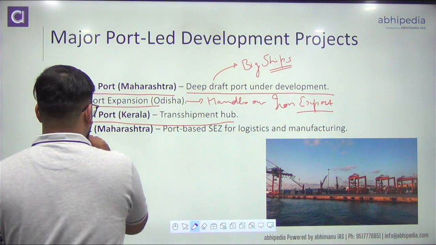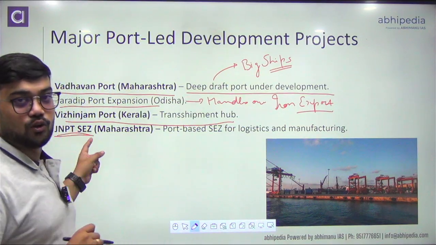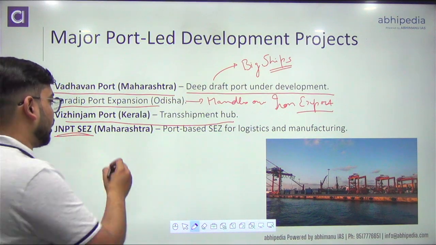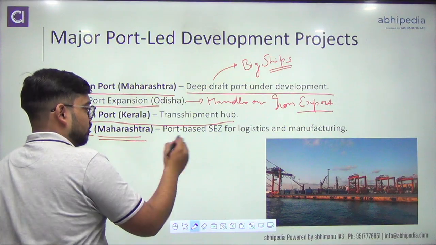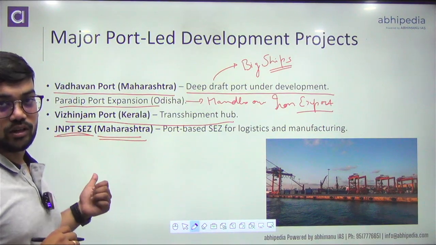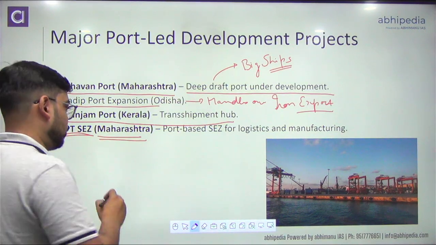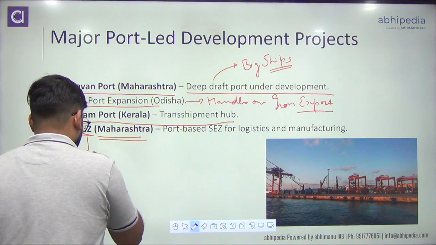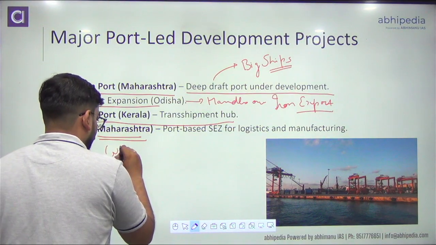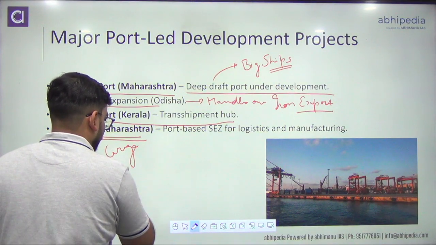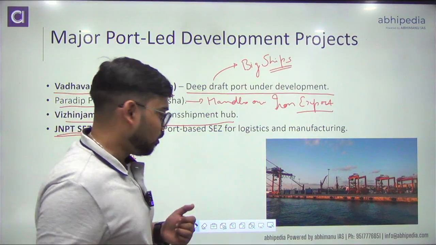And JNPT SCZ. What is JNPT? Jawaharlal Nehru Port Trust. Where is it? In Maharashtra. What is the importance of this? It handles maximum cargo. Let's move forward.